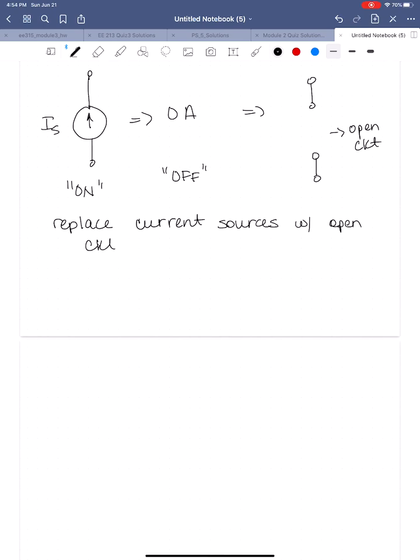with open circuits. This would be a very important thing to write down because I have seen students reverse this. So give yourself a little bit of a reminder, an important clue here, that we turn off voltage sources by replacing them with short circuits, and we turn off current sources by replacing them with open circuits. All right, so let's do kind of a simple example to start with.